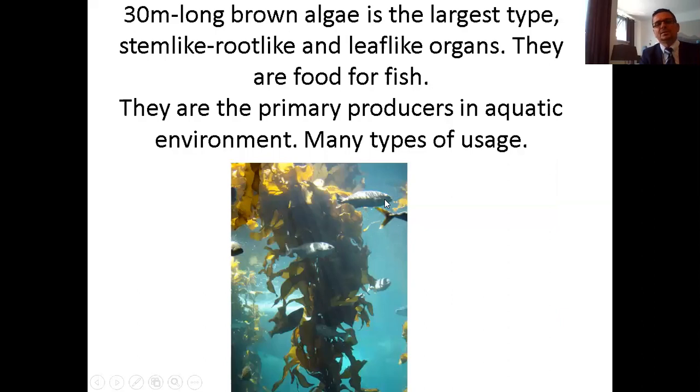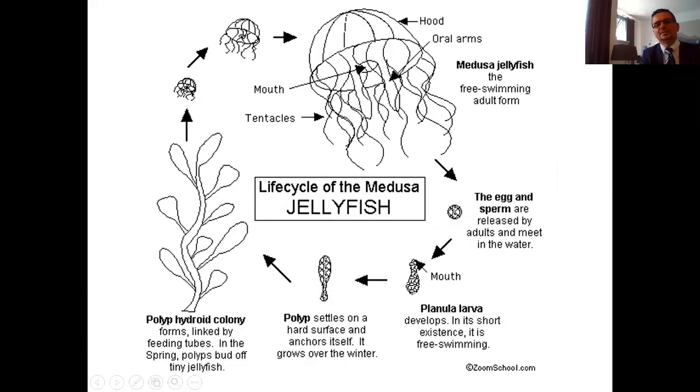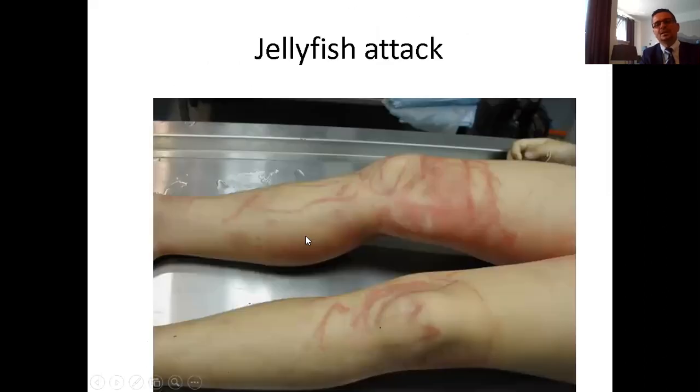The 30-meter long brown algae is something you can see here in the picture. It is the largest type. It has stem-like, root-like, and leaf-like organs, so they are not real stems, roots, and leaves. They are food for fish, so they have a really important role in waters. They are the primary producers in aquatic environments. Many types of usage are well known. And some of these, the important creatures from seas.